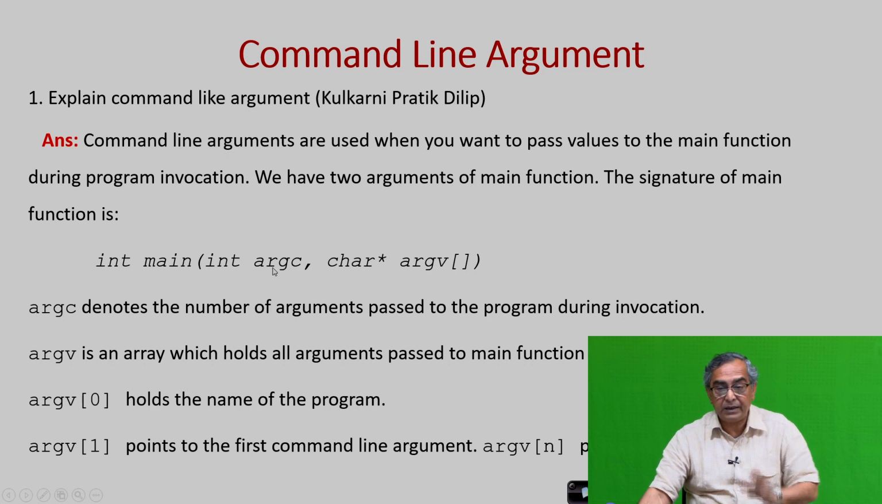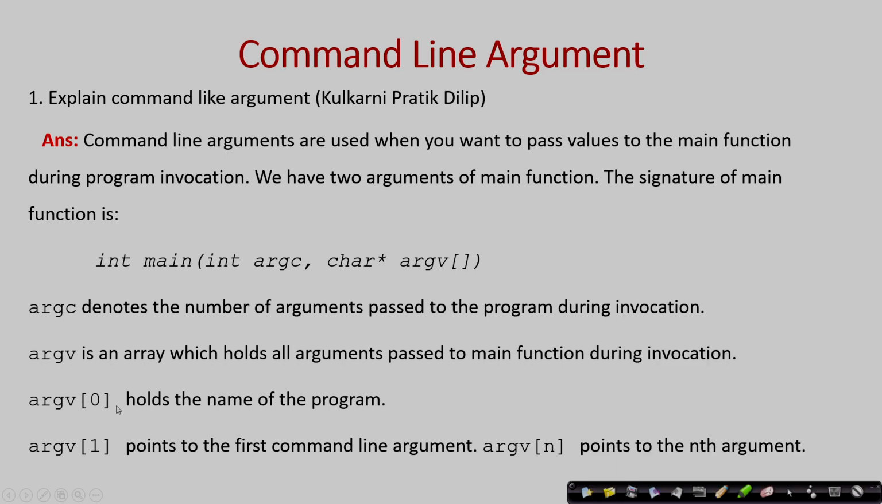If say argc is 3, then you will have 3 parameters, of which the first one, the 0th one, argv0, which we are showing here, holds the name of the program, the name of the executable, and then there will be argv1 and argv2, which will also be valid because you have 3 parameters, and those will come in the form of string.